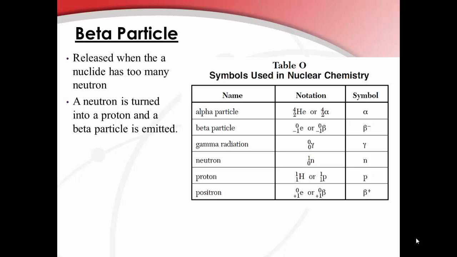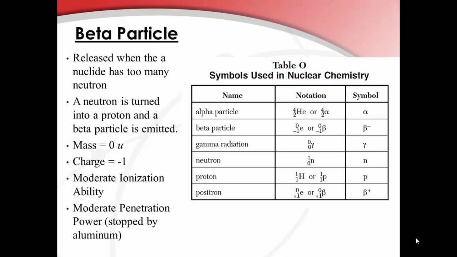Beta particles are 1/1,836 the size of a proton, so they have a relative mass of 0 atomic mass units and a charge of -1. Beta particles travel around the speed of light with a penetration power of about 100 times greater than that of an alpha particle.